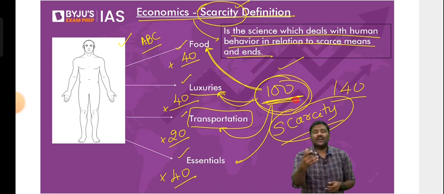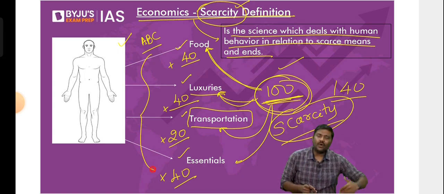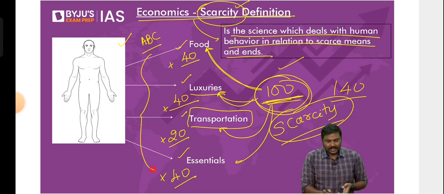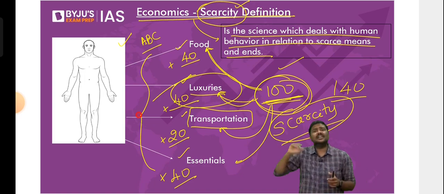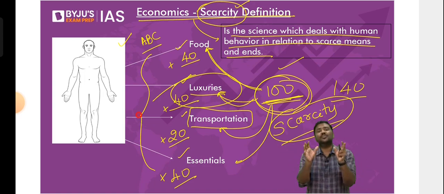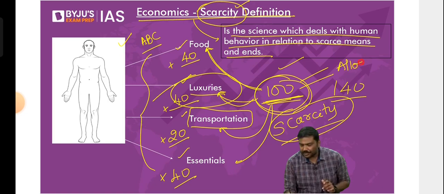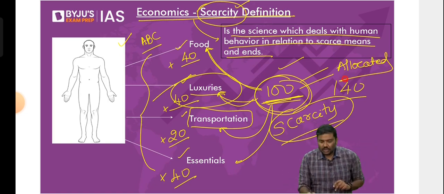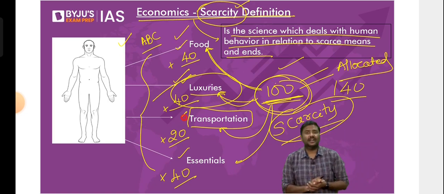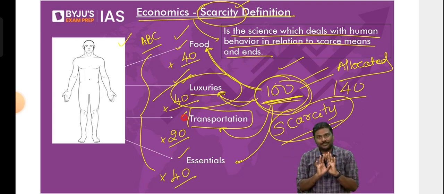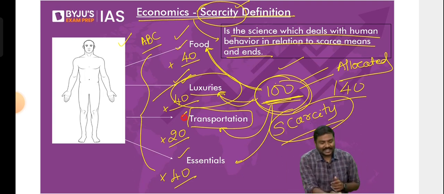In this case, you have 100, but you need 140 rupees if you want to satisfy all the requirements, which is not possible. So you will forego some of them. You'll leave some of these requirements and take care of the other requirements. In essence, you have allocated resources. You have distributed resources in such a way that some of your requirements will be satisfied. And this decision making that we're talking of is nothing but the definition of economics.